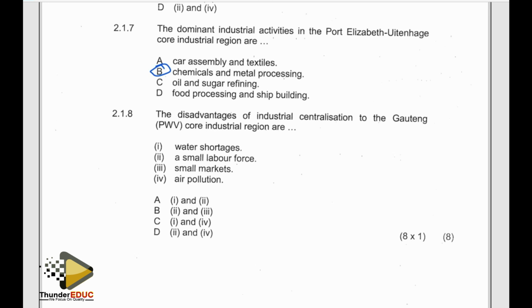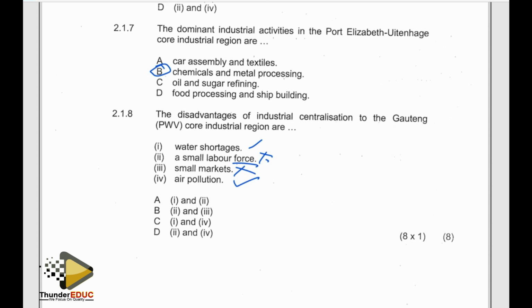218. The disadvantages of industrial centralization to the Gauteng PVW co-industrial region are: what is the disadvantage of concentrating industries in Gauteng? It's number 1, water shortages. It's a probable correct response. A small labor force. This cannot be a correct response. There are so many people around who are willing to work and who are able to work. Small markets. This cannot be a probable disadvantage. The markets are very big. There are so many people who are willing to buy products from such industries.